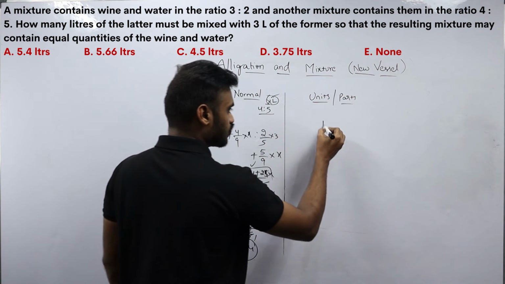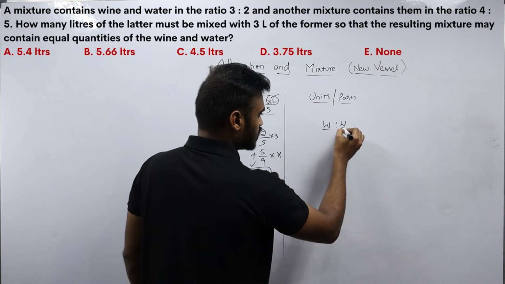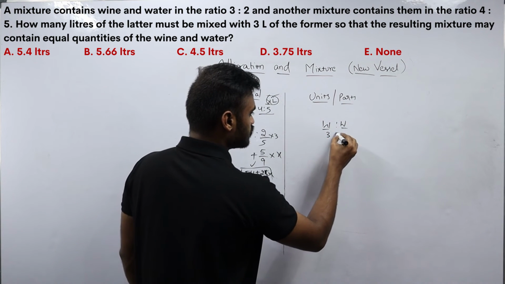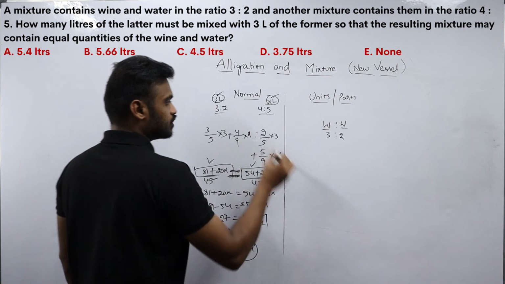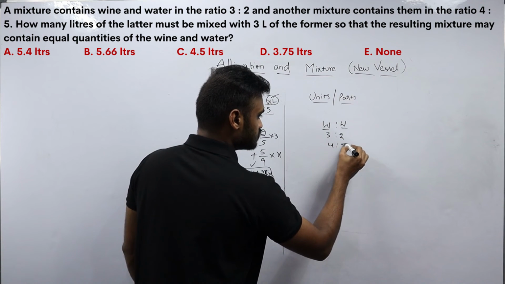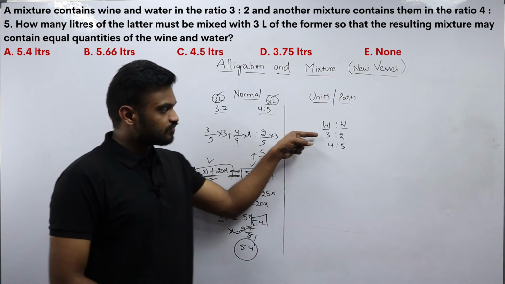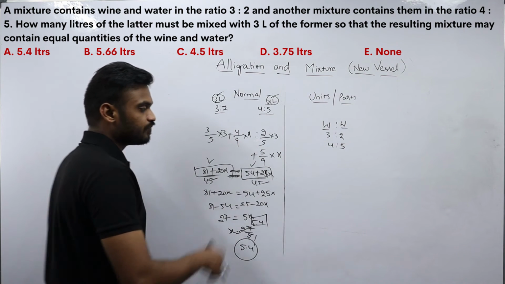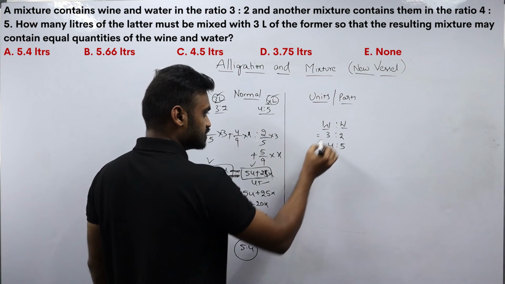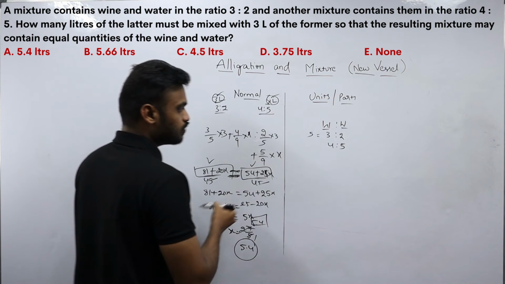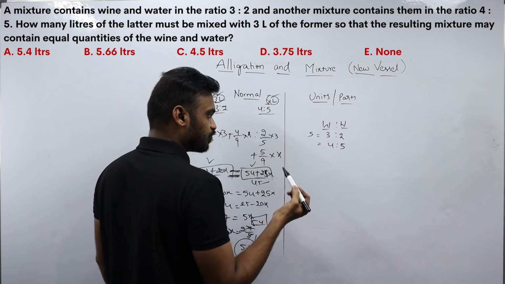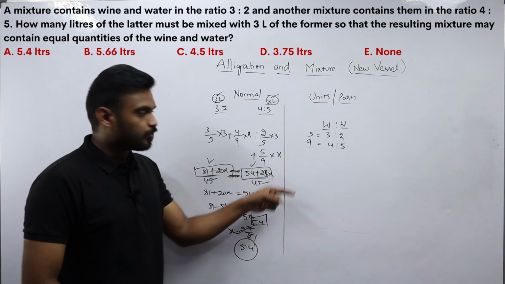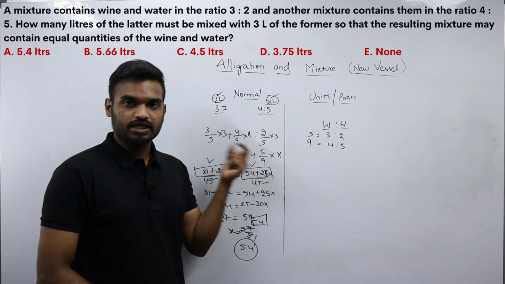See here, the quantity of wine and water. The ratio of wine and water in the first vessel is 3:2, and in the second vessel is 4:5. Now let's check whether the total number of parts of the first and second vessel are equal or not. In the first vessel the total number of parts is 3 plus 2 equals 5, and in the second vessel it is 4 plus 5, that is 9 parts. So the total number of parts in the first and second vessel are not equal.